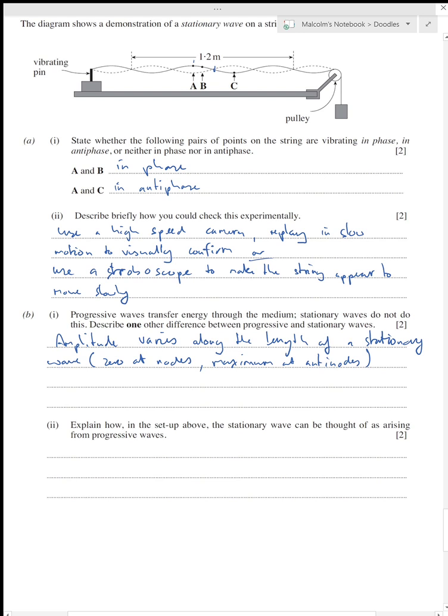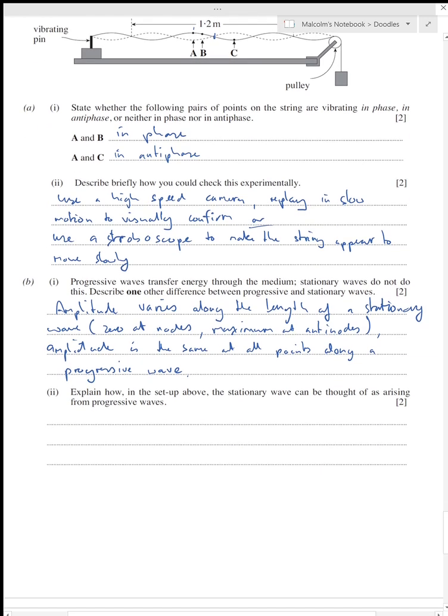This is probably more than I need to say, but the amplitude varies along the length of a stationary wave. Amplitude is the same at all points along a progressive wave. Arguably, you could say that the amplitude gradually diminishes as the progressive wave attenuates, but I don't think that'll be necessary for the marks.